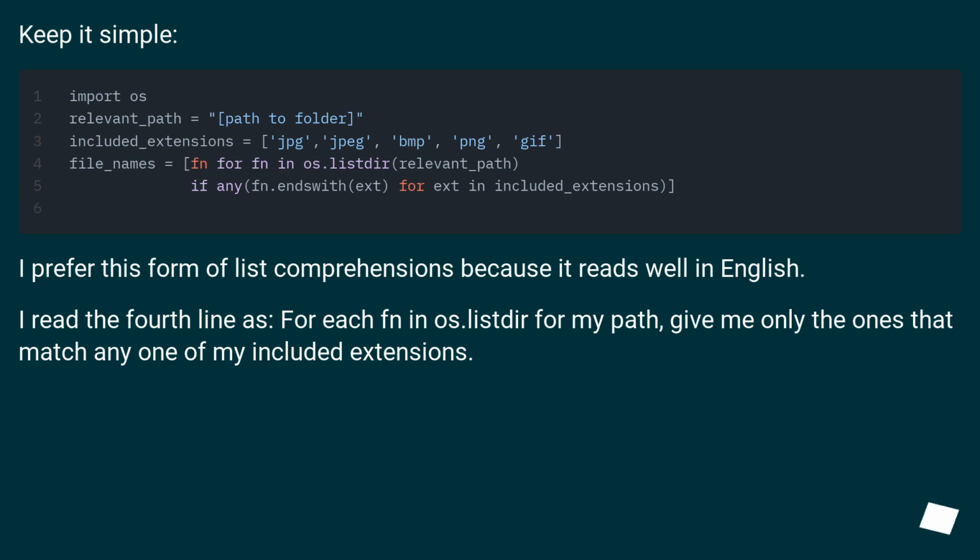I prefer this form of list comprehensions because it reads well in English. I read the fourth line as, for each fn in os.listdir for my path, give me only the ones that match any one of my included extensions.